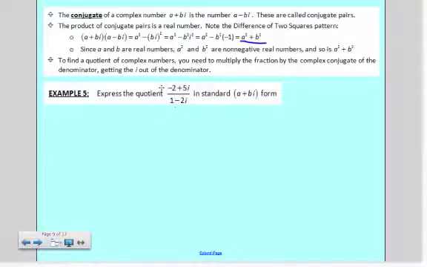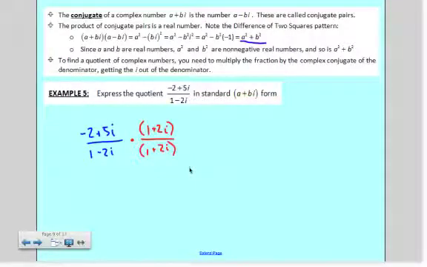So here we go. We've got to simplify this. So we've got negative 2 plus 5i over 1 minus 2i. Now, one of those we have to look at the conjugate of. Which one? It's the denominator. So we're going to multiply that denominator by its conjugate, so that would be 1 plus 2i. Now remember, back in elementary school or in Algebra 1, when you had to multiply a fraction by a number, you had to multiply the numerator and the denominator by the same thing, otherwise you change the fraction. So we're going to multiply the stuff on top by the same thing as we're multiplying the stuff on the bottom.